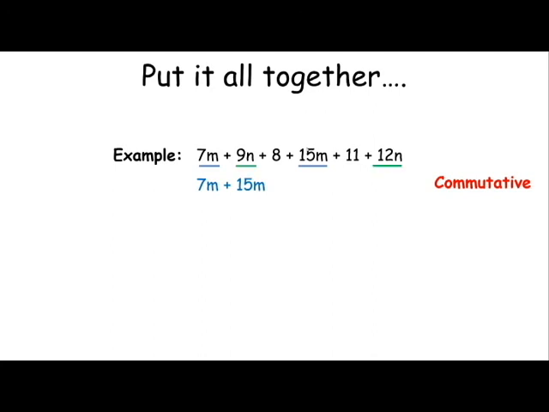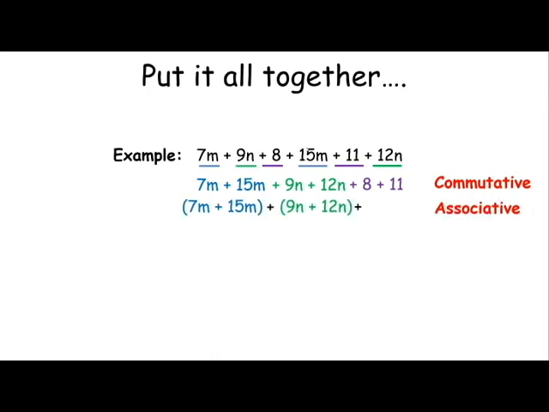Then I'm going to take my n's and put those together. And then I'm going to take my numbers or constants and put them together. Since it's one long string of addition, it doesn't matter what order I put those in. I wanted the things to be together so I could use the associative property and regroup them.